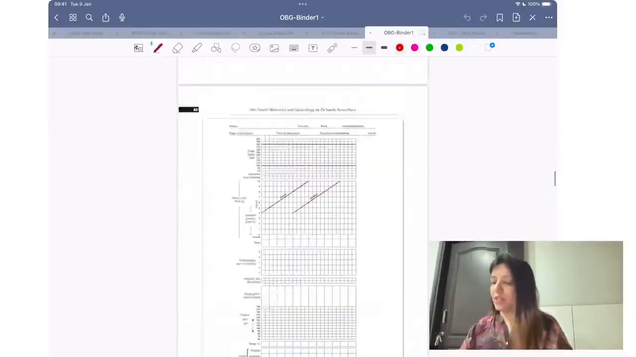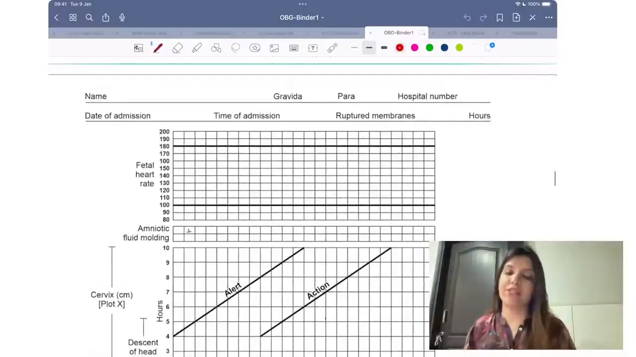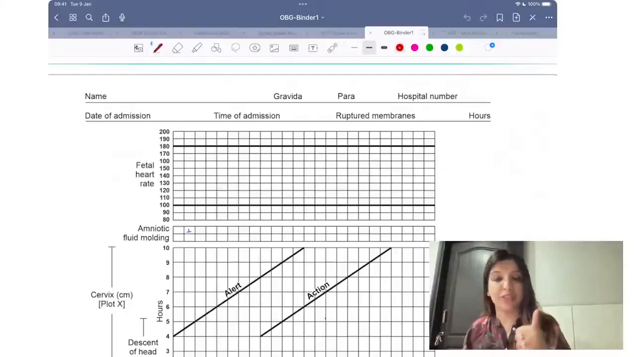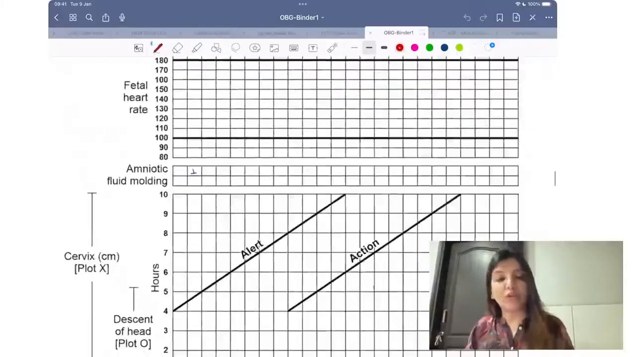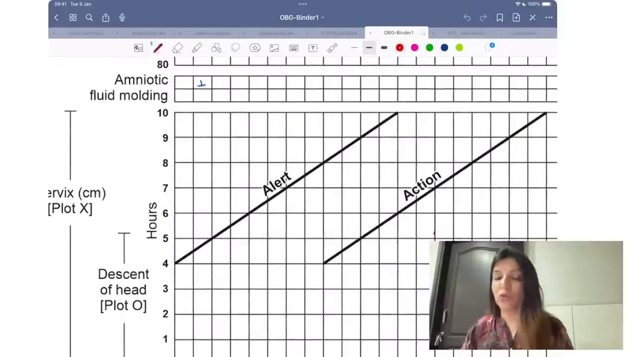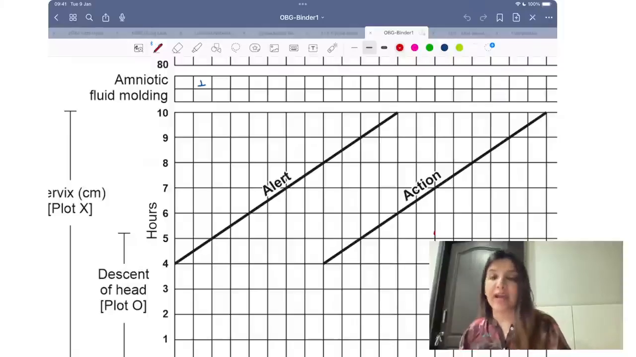See here. This over here is the modified WHO partogram. In the modified WHO partogram, please remember that it is based on previous WHO recommendations, number one. Number two, in the modified WHO partogram, you can see two lines. One is the alert line and the other one is the action line.